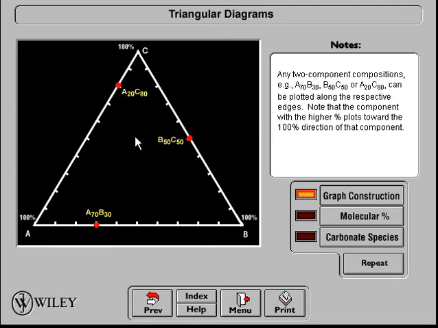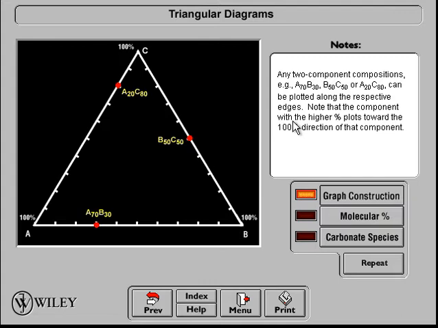So, and if we have from all 3 components something inside, then your point is somewhere plotting inside the triangle, yeah? So that was now the graph construction.